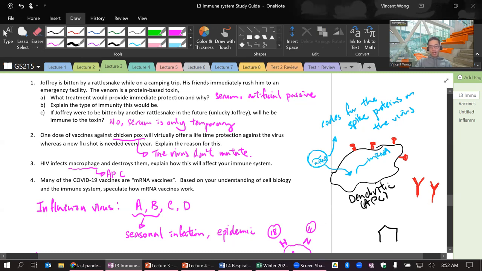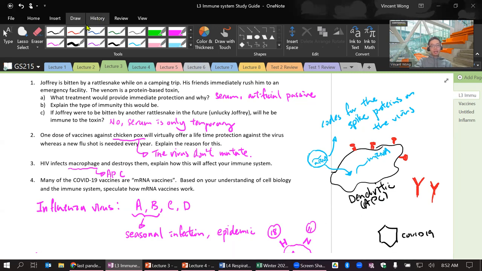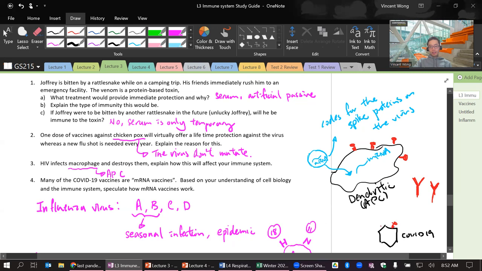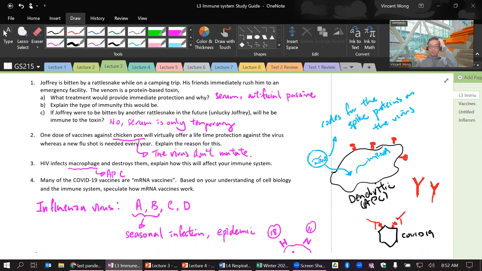So when the actual virus comes and infects you, this is the actual COVID virus, and they have the spike proteins as well, along with other things that would cause you to become ill. But that's okay. You already have the antibody. So the antibody will tag them. It will neutralize them. It will help your immune system to get rid of them before they go out of control and make you really, really sick. All right. So that is the underlying principle of how the mRNA vaccine works. Any question about any of these four application questions before I move back to the PowerPoints?